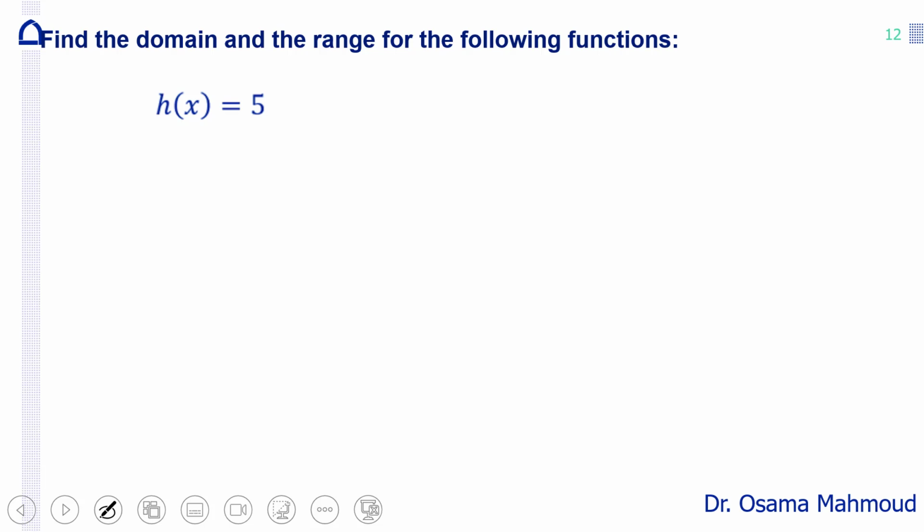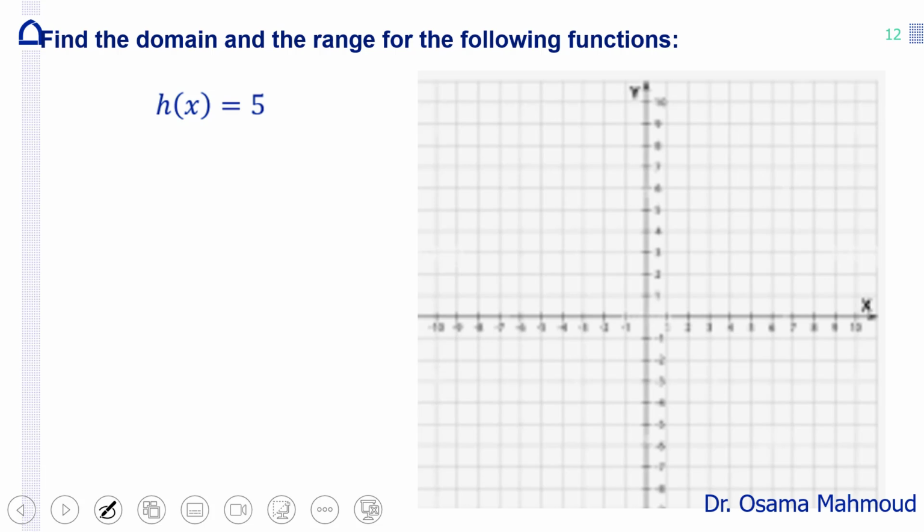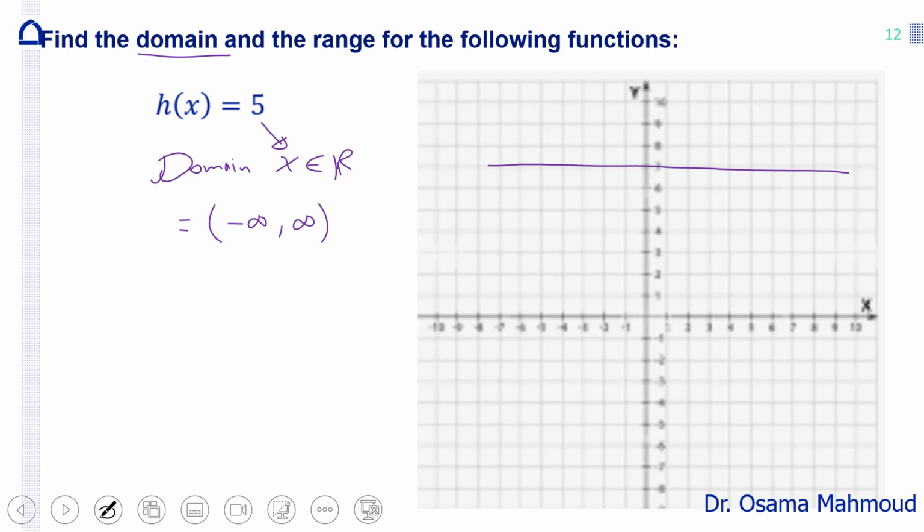This is a constant function. Yes, we don't have x, right? This is what we call a constant function. So y equal to 5. It means y equal to 5 whatever x is, right? So the domain here for the constant function is all real numbers, or you can say minus infinity to positive infinity like this. This is the domain of this one, right? Because this function is defined for all values of x, okay?